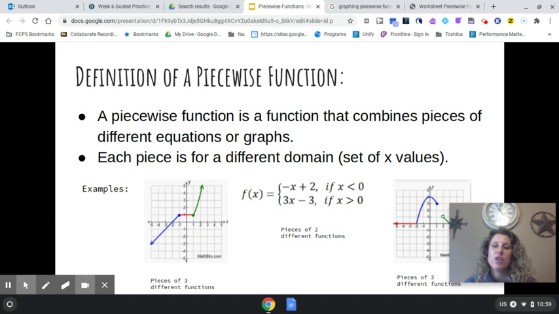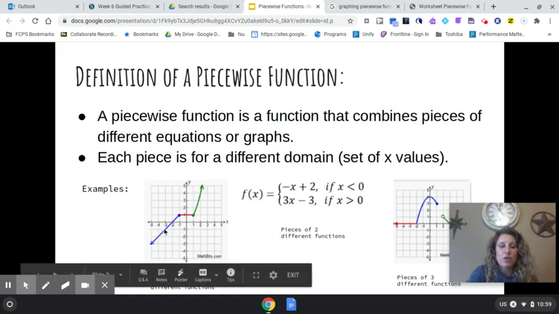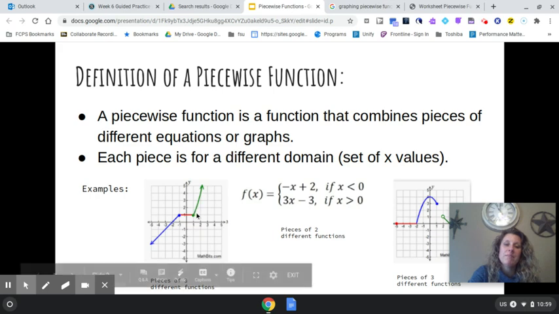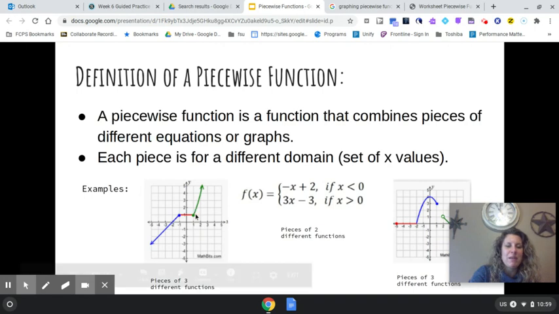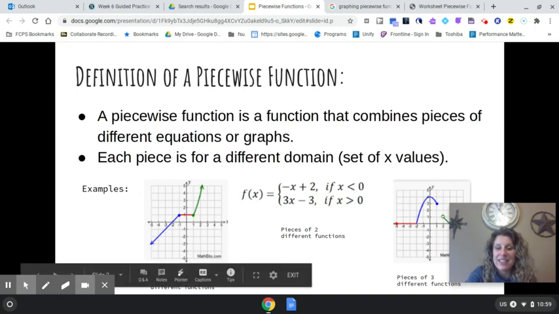A piecewise function is a function that just combines different pieces of equations or graphs. So I have some examples shown there. The first example we can see is three parts of three different linear functions. The blue part is an increasing function, the red part is a constant linear function, and the green part kind of looks slightly curved there actually. So it might not be a linear function, it might be some type of curve for the green section.